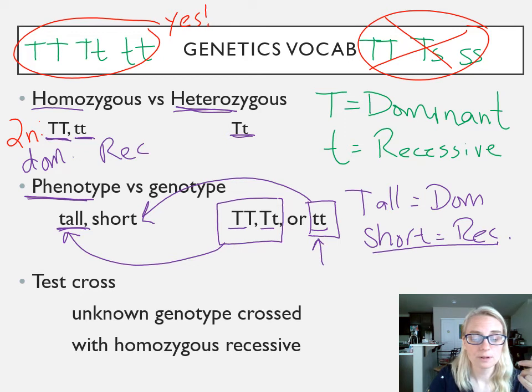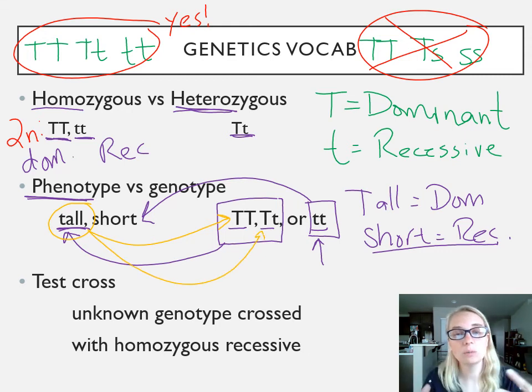If you have the tall phenotype, you could either be homozygous dominant or heterozygous. You'd need more information to tell specifically which. But you could answer that the tall plant could be either homozygous dominant or heterozygous, because both give you the tall phenotype. Understanding this terminology is super important in being able to solve genetics problems, which is the expectation.